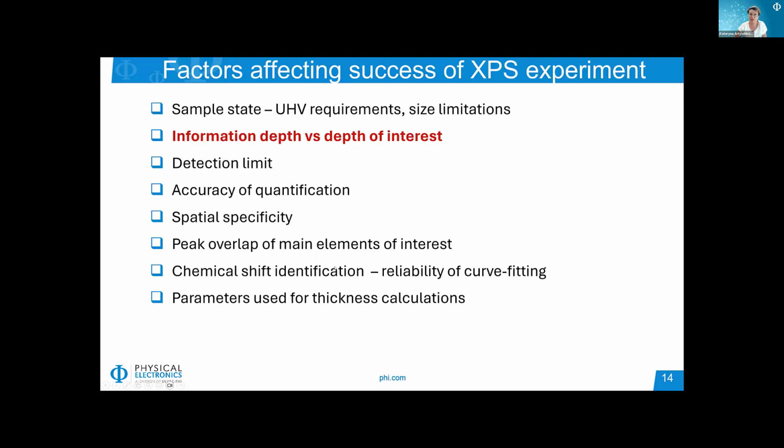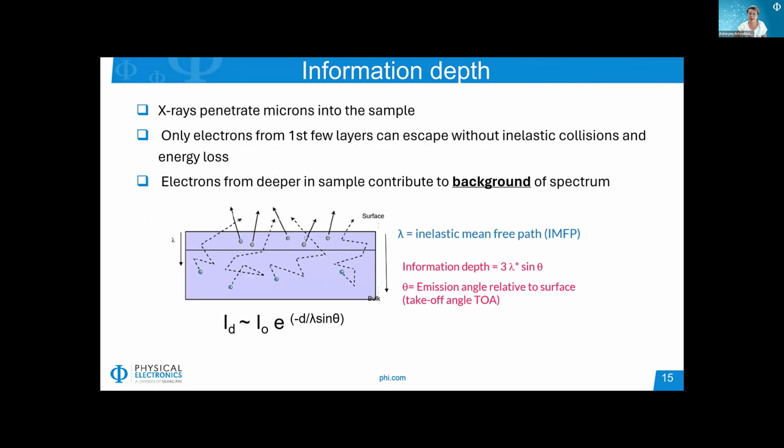The second topic I would like to talk about is the relationship between the depth from which you actually want to get the signal and the information depth that XPS gives the signal from. X-rays penetrate microns into the sample. Electrons travel through the material, and only electrons from the first few layers escape without losing energy. Some of the electrons from deeper may still escape and contribute to the background of the spectrum, while even deeper electrons will not be able to escape. That's what provides us with surface sensitivity.